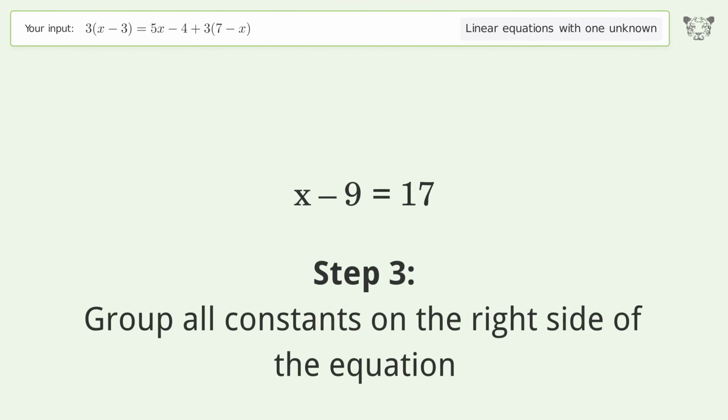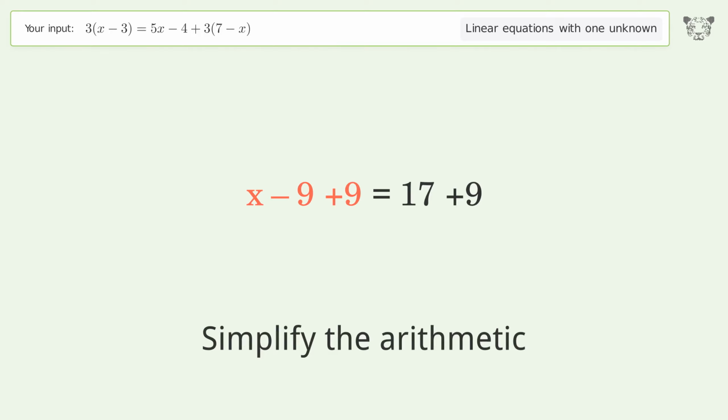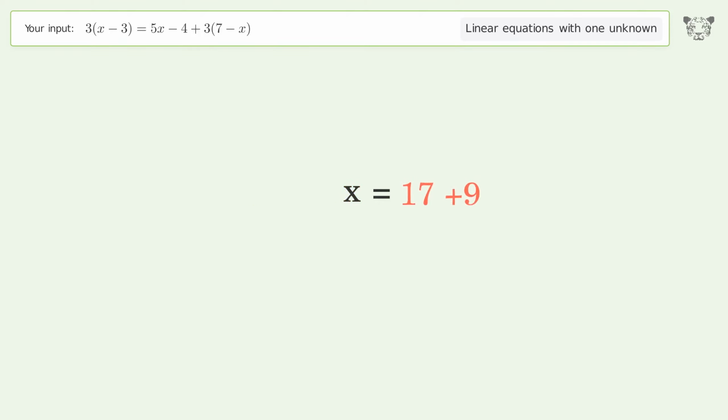Group all constants on the right side of the equation. Add 9 to both sides. Simplify the arithmetic. And so the final result is x equals 26.